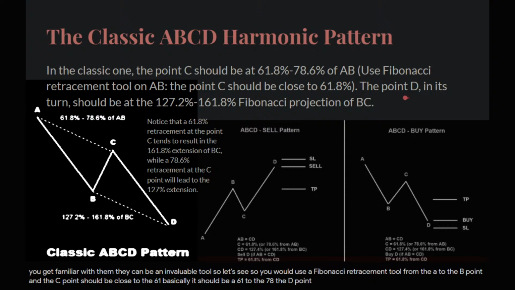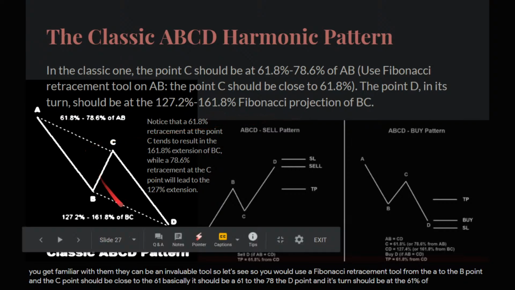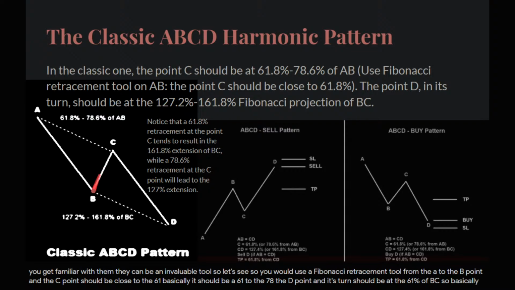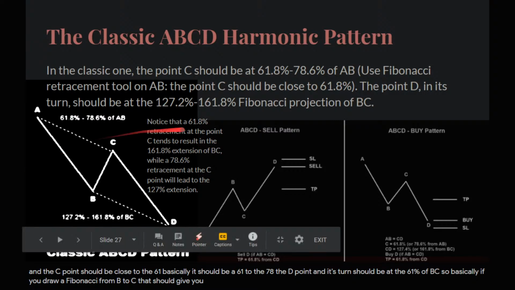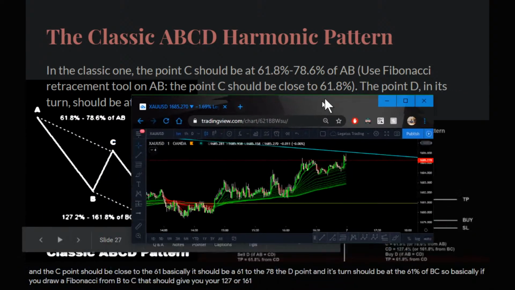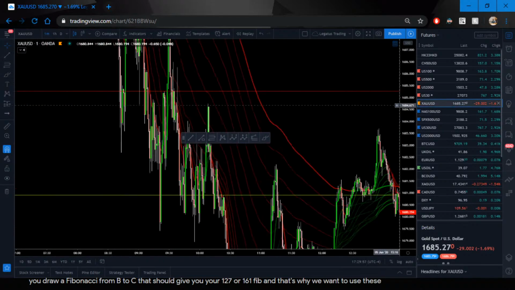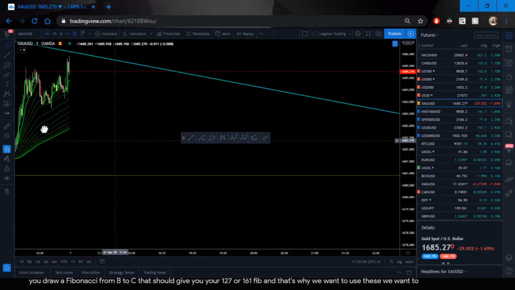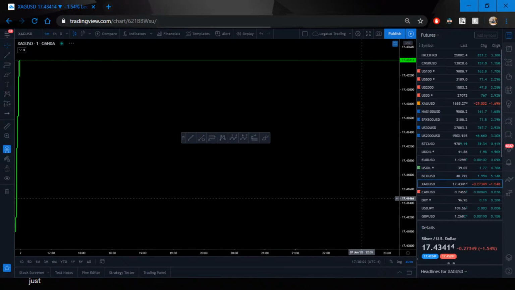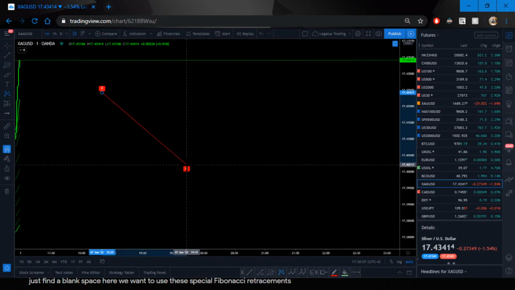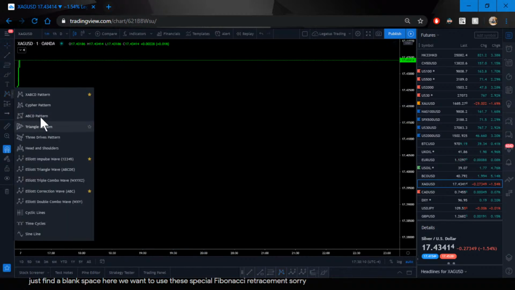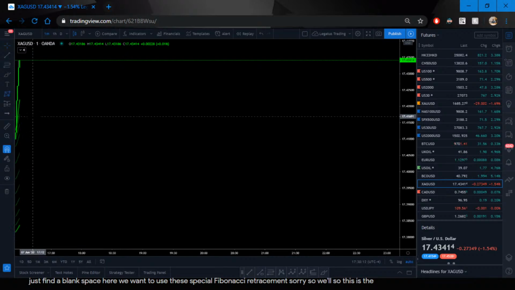The D point in its turn should be at the 127 to the 161% of BC. So basically, if you draw a Fibonacci from B to C, that should give you your 127 or 161 fib, and that's why we want to use these special Fibonacci retracement tools. So this is the ABCD pattern.